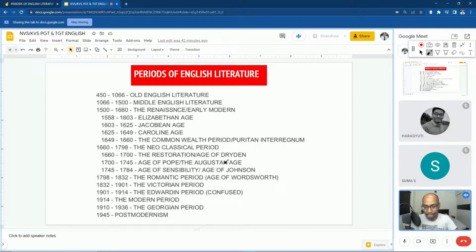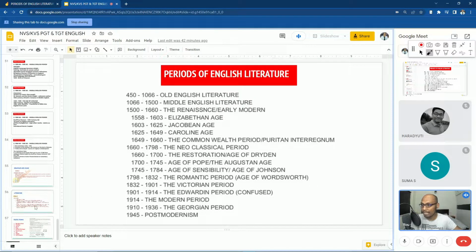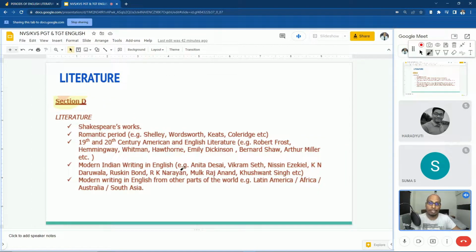English literature, the birth of English literature and the ages of English literature, we should know. This is background information for the entire English literature. Though the English literature syllabus given in NVS and KVS starts with Shakespeare's works, this is the syllabus for your literature part. This is in section D. That means section A, section B, section C and section D all have proper weightage. So we should never neglect the remaining 3 sections also.